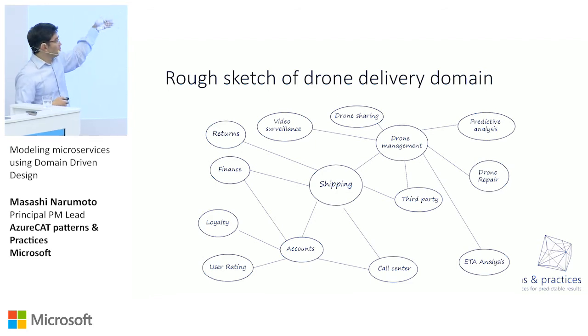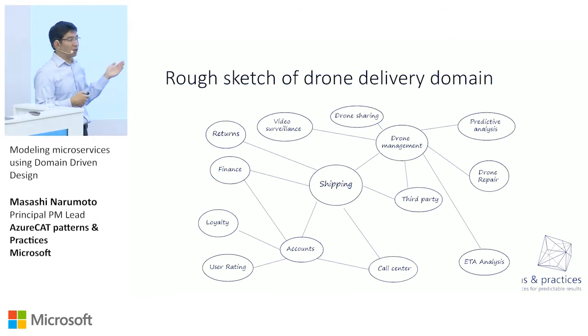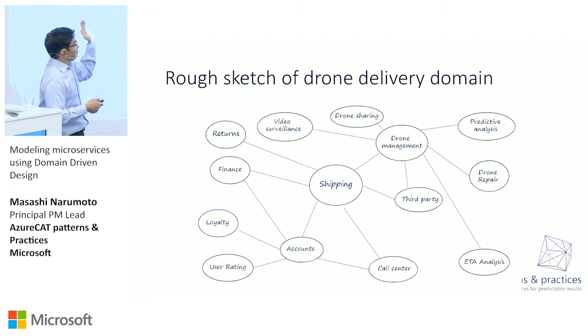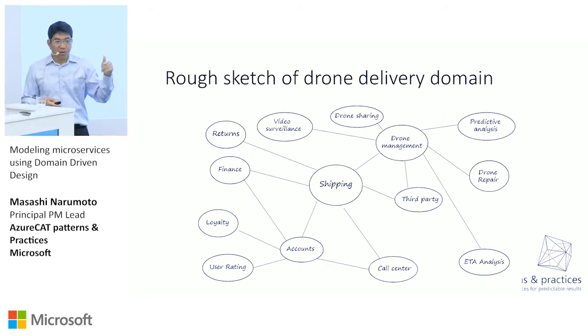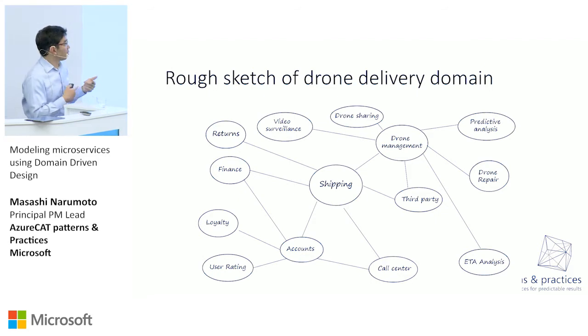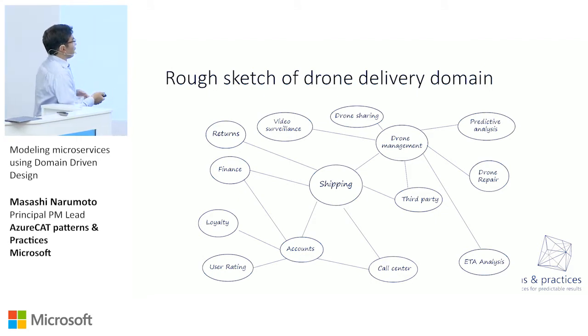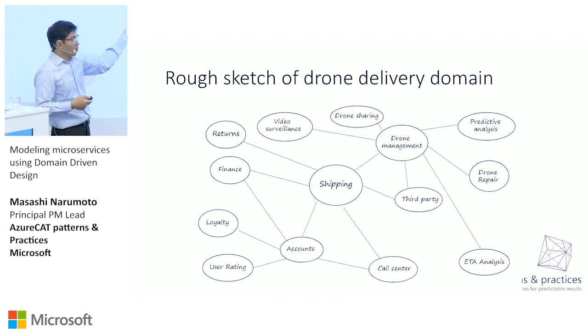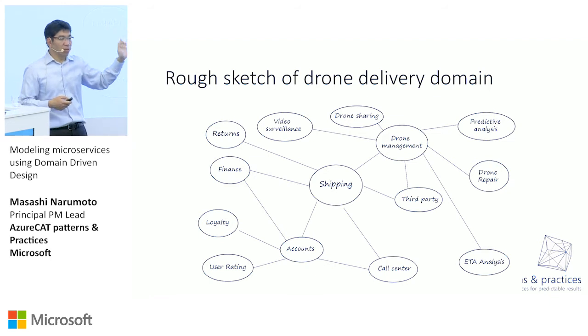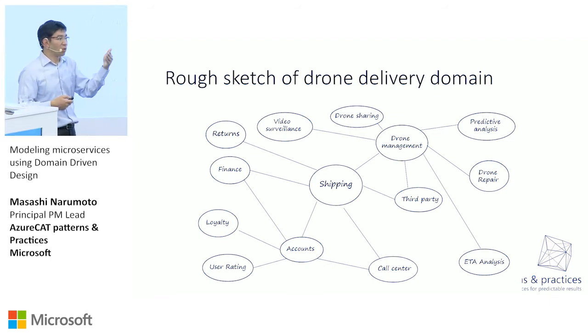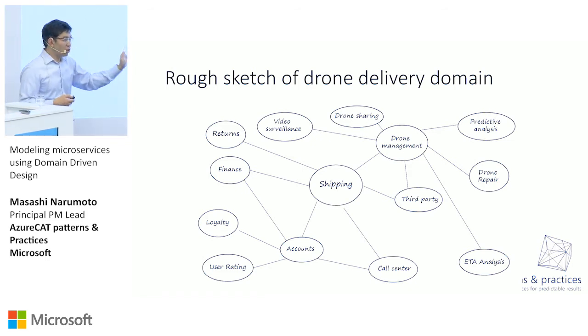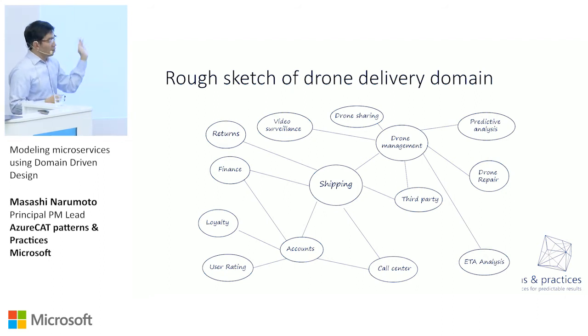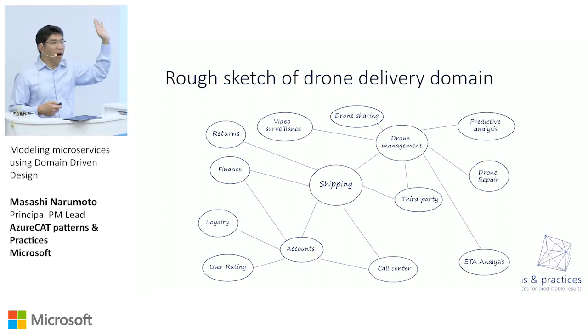Like what are the features? So shipping is kind of a core of this business. We ship packages using drones. But in order to use drones to carry the package, you have to have some sort of drone management features. And you can share that drone with other businesses. And for long distance delivery, you have to ask third-party logistics like FedEx for using some trucks. Like a drone cannot fly more than 100 miles, right? So for long distance, you have to work with third parties. So this is kind of a rough sketch of the idea of how this business runs.